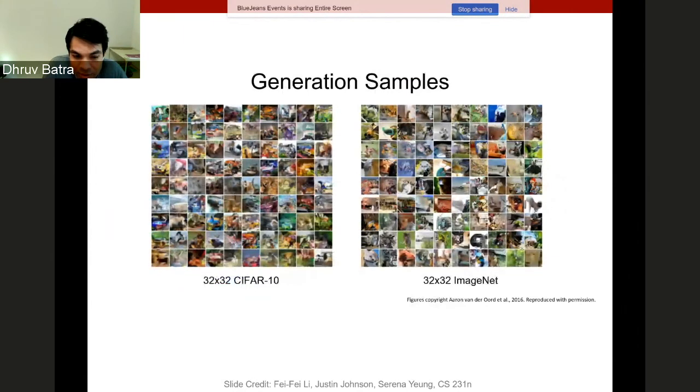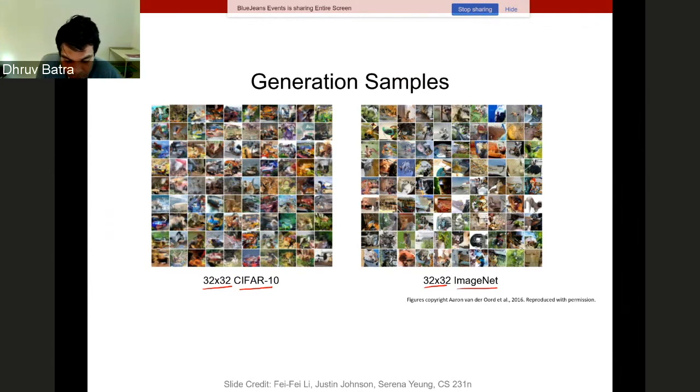This is what these kinds of generations look like. On the left are 32 by 32 CIFAR-10 generations, and on the right are 32 by 32 ImageNet image generations. PixelRNNs and PixelCNNs for images are not the state of the art in generating images. They never really did scale up beyond small spatial images, 32, 64, 128, but never 1 megapixel or 20 megapixel images. That just never happened.